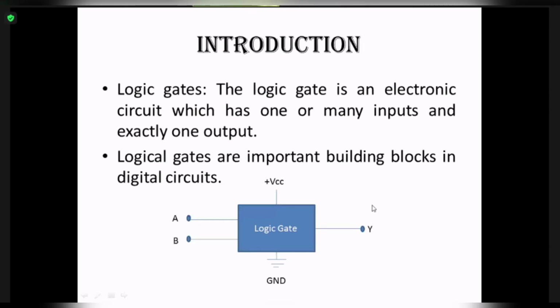Understood? So is the term clear to you, that a logic gate is an electronic circuit which has one or many inputs and exactly one output? You provide one or two inputs, but you will have exactly one output.